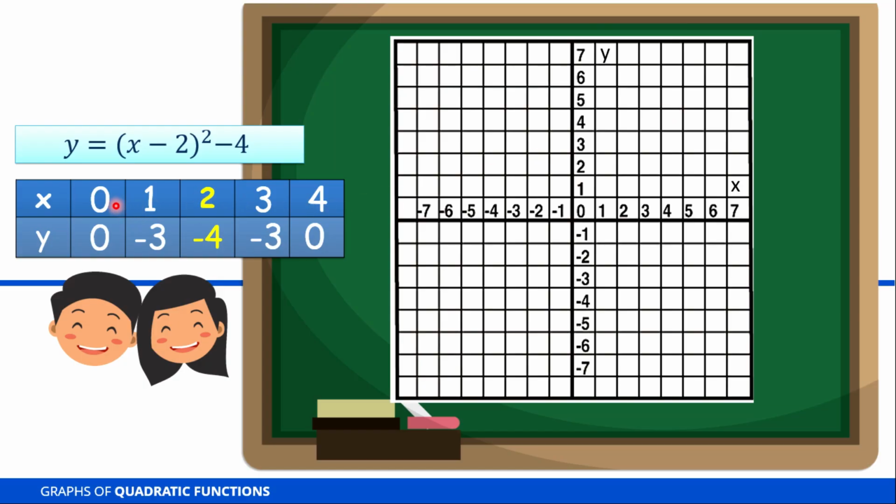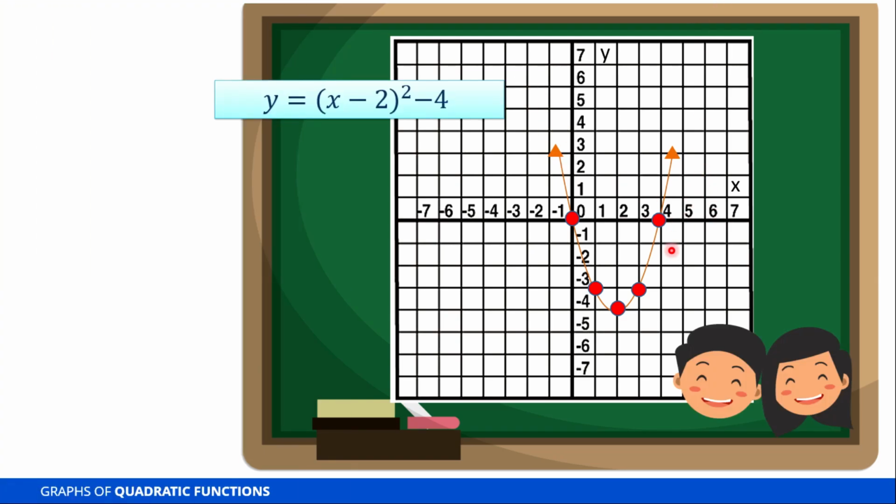Isa-isahin natin yung ating ordered pairs. We have 0, 0. Ito yan sa ating origin. And then 1, negative 3. So we have 1 dito sa ating x-axis and then negative 3 sa y. Okay? And then the vertex, 2, negative 4. 2 sa x and then negative 4 sa y. Next, 3, negative 3. Positive 3 and then negative 3. So ito siya. And then 4, 0, we have 4 sa x and then 0 sa y. Connect the points, mayroon na tayong parabola na mag-extend infinitely.